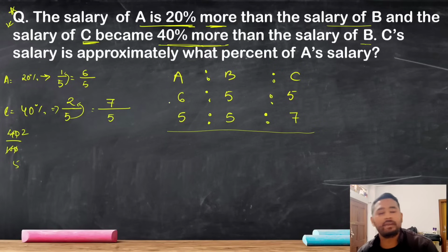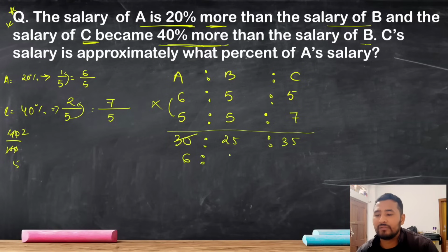But still, like I have done in my last video, I'll do the same way. Multiply: 6 into 5 is 30, 5 into 5 is 25, then 5 into 7 is 35. You can cancel this again: 5 6, 5 5, and 5 7. Are we getting 6, 5, 7? Since the common factor is gone, no problem.